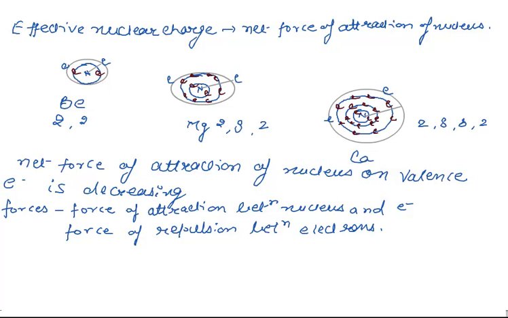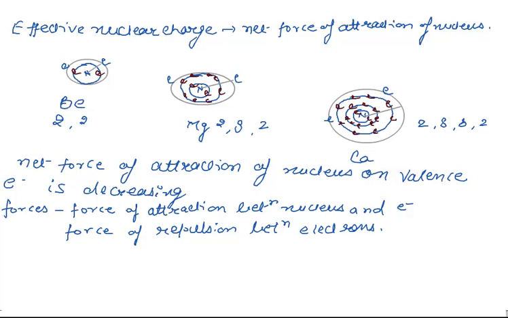Now you can find out in which case the effective nuclear charge is maximum. It is maximum in beryllium because there are only 2 electrons inside. The force of attraction is more. Whereas in magnesium, the force of attraction is less because the number of electrons inside is more. Here the force of attraction has been further decreased. Why? Because of so many electrons inside. In a way, what you can say, that the electrons are shielding the nucleus.